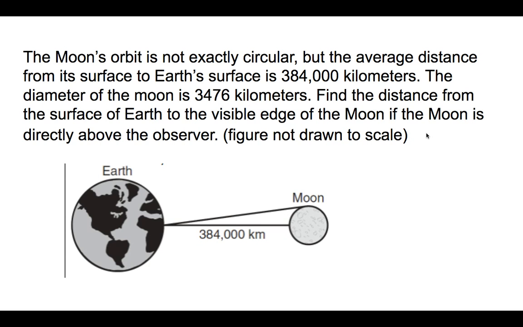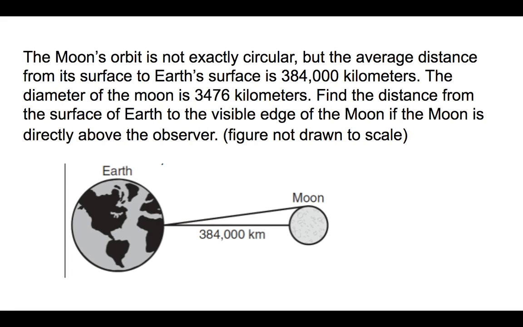So we have this problem that states the moon's orbit is not exactly circular, but the average distance from its surface to the Earth's surface is 384,000 kilometers, and the diameter of the moon is 3,476 kilometers. Find the distance from the surface of the Earth to the visible edge of the moon if the moon is directly above the observer. Figure not drawn to scale. Okay, so we're given some information from this problem that we're going to go ahead and add to the image.